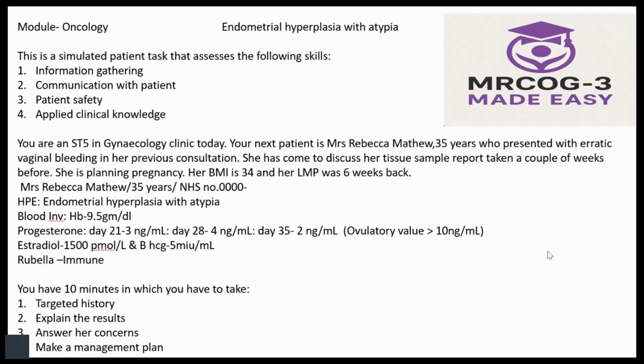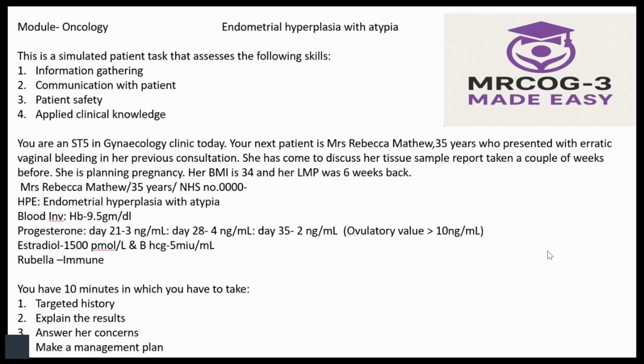Yes, doctor. Since how long are you in this relationship? Since how long are you trying to have a baby? How long are you planning? She will say maybe 6 months. Doctor, 6 months. Yes.